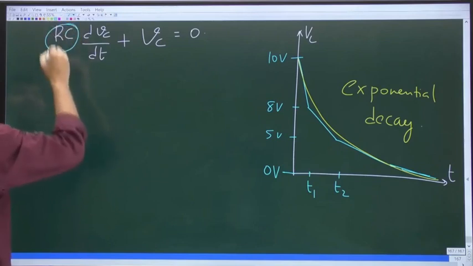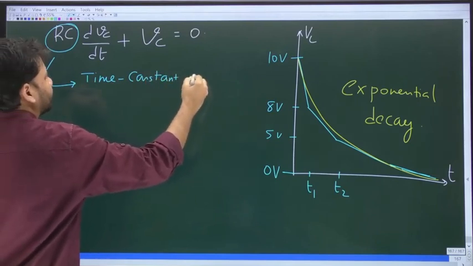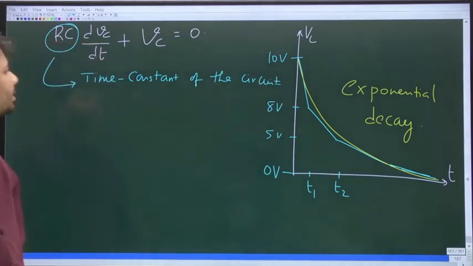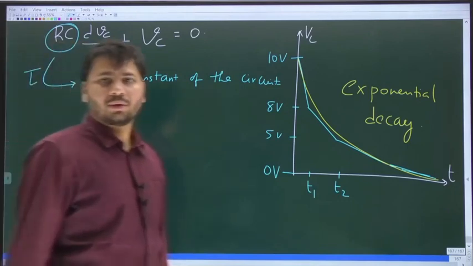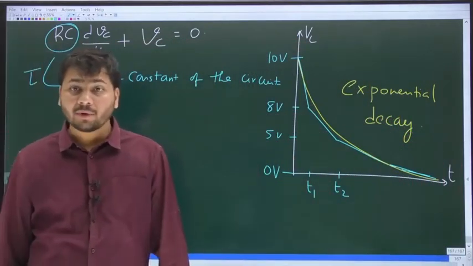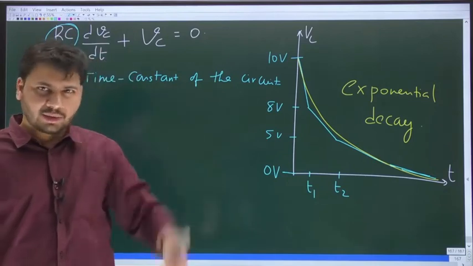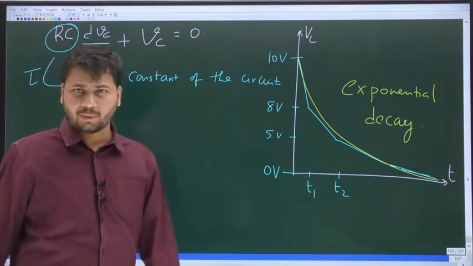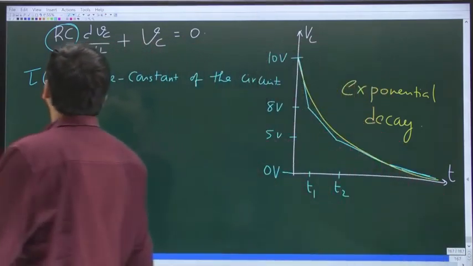So this RC is called the time constant of the circuit, denoted by tau. In fact, every first order circuit is characterized by a time constant. And for the simple RC circuit, tau happens to be RC. More on the time constant sometime later.